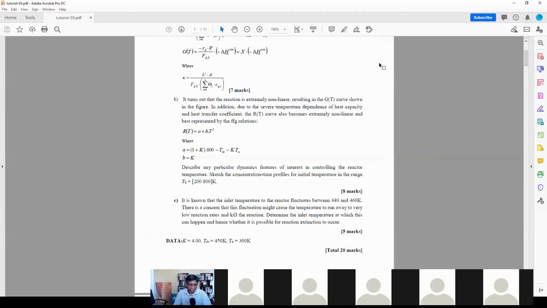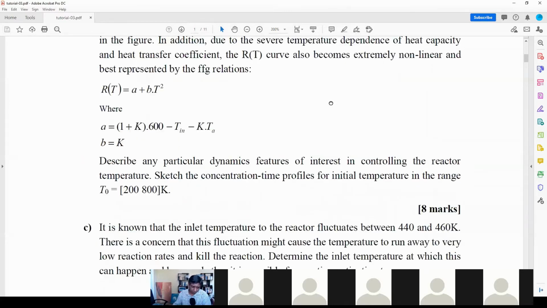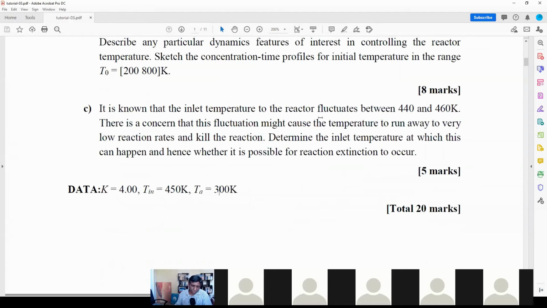And then it's saying here that it's known that the inlet temperature to the reactor fluctuates between 440 and 460. And we are concerned, right? So I'm reading here, it says it's known the inlet temperature to the reactor fluctuates between 440 and 460. And we are worried that that fluctuation might cause the temperature to run away to very low reaction rates and kill the reaction. So we want to know at what inlet temperature this might happen, and whether it's possible for reaction extinction to occur.